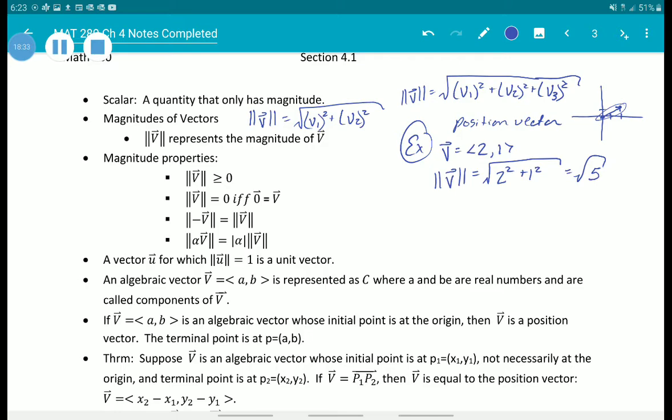When we talk about magnitude properties, magnitude is a distance, how long something is. So distances always have to be positive. So that magnitude is always going to be greater than or equal to 0. Now the only way it can be equal to 0 is if we start with the 0 vector to begin with. So that's if and only if.